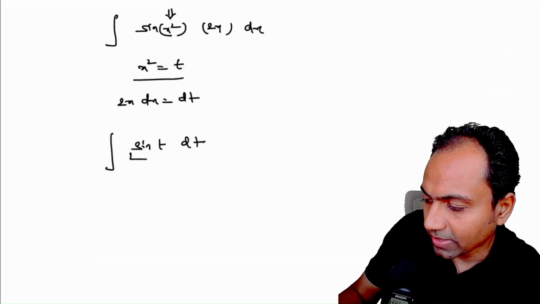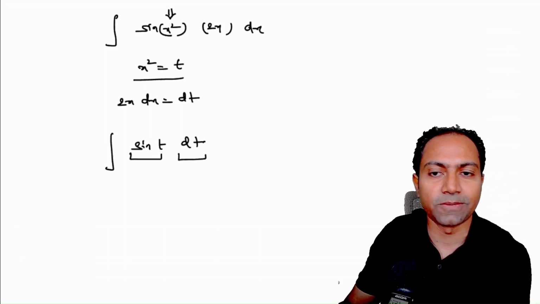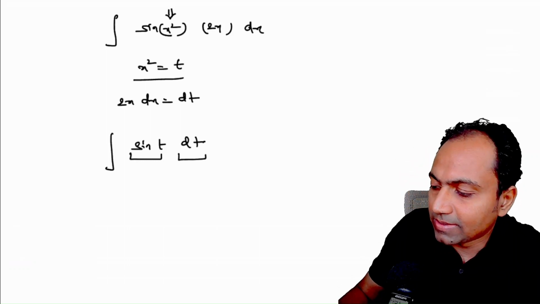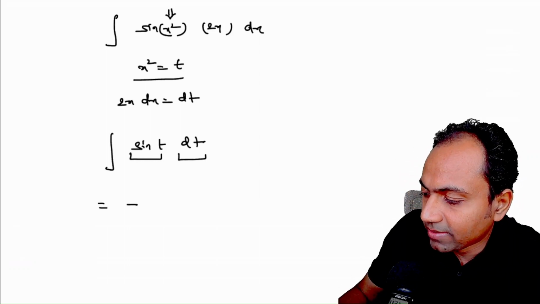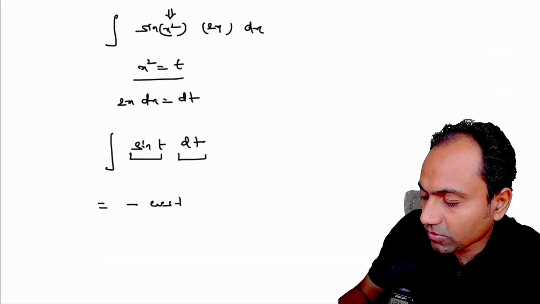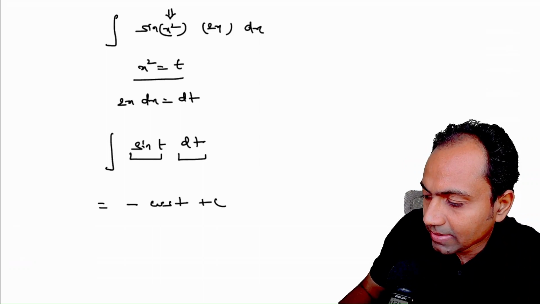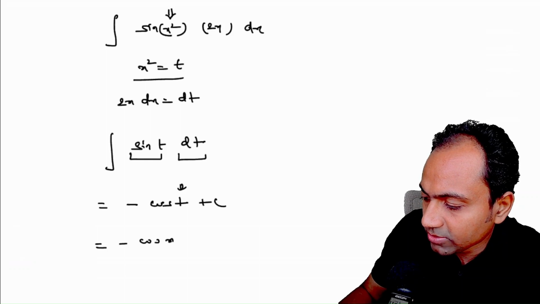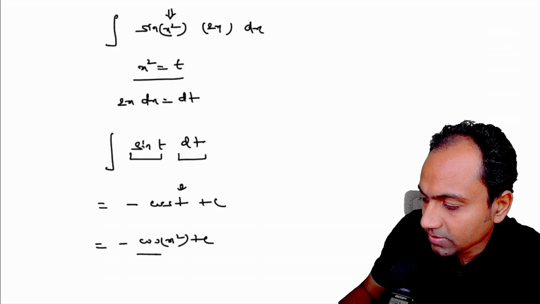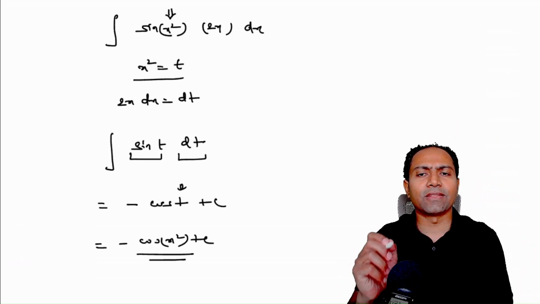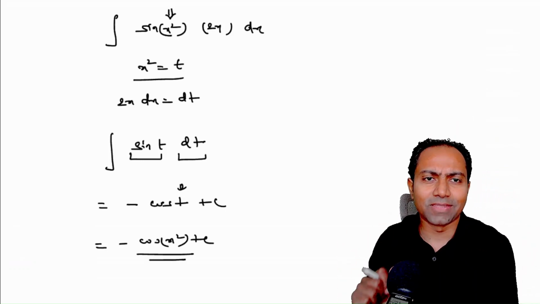You can see that the variable here and here needs to be the same. Once you have done that, simply integrate using the standard integrals. The answer becomes minus of cos t plus c. And in the last step, replace this t by the substitution that you earlier made. That is minus cos of x square plus c. Now this is a very standard and very simple technique.